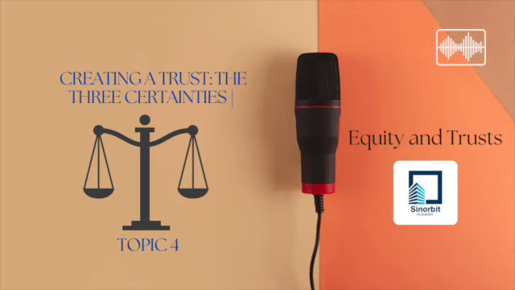Excellent advice. So to wrap up this deep dive, the 3 certainties, intention, subject matter, objects, are absolutely fundamental for creating a valid express trust in English law. They ensure the trust is workable, enforceable, and that everyone knows where they stand: the settlor, the trustees, the beneficiaries. We really encourage you to go back and read these key cases, explore the materials further. Understanding trusts is key to understanding equity.